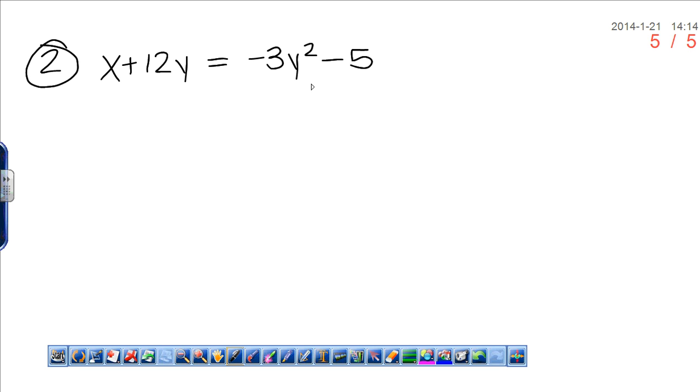My personal opinion in this case is to get my negative 3y squared positive. So I'm going to decide to group my y's on the left and everything else on the right. So I'm going to go ahead and write this as 3y squared plus 12y is equal to negative x minus 5.